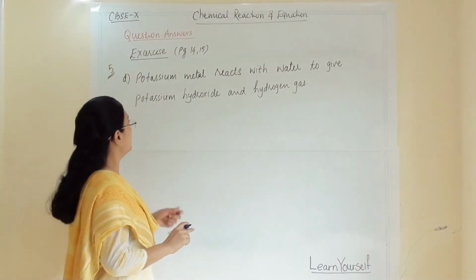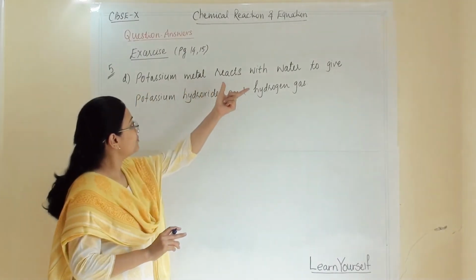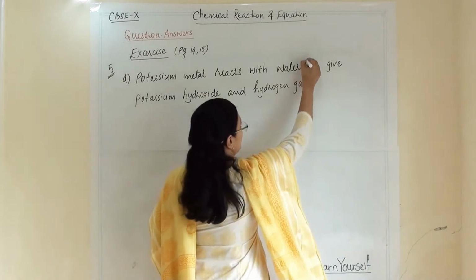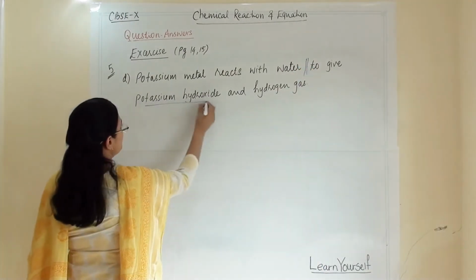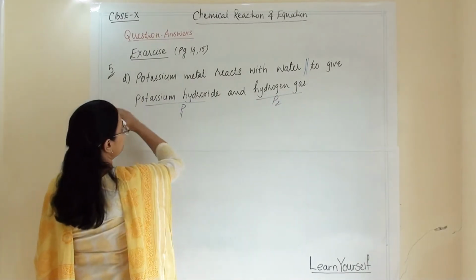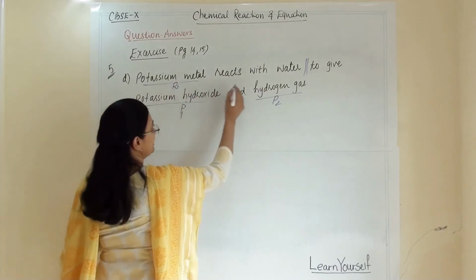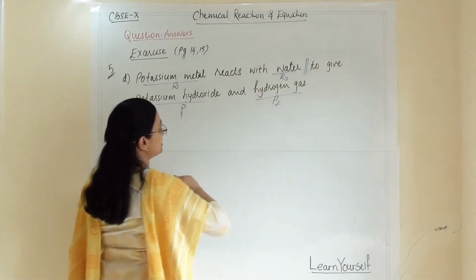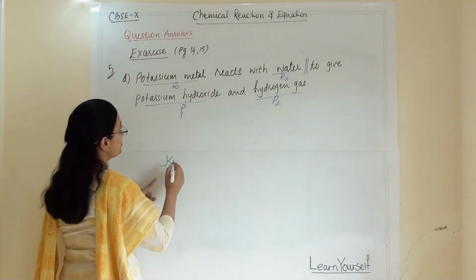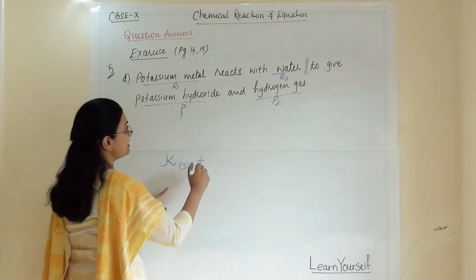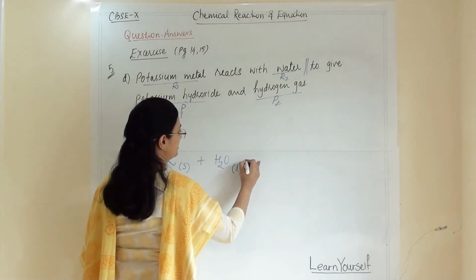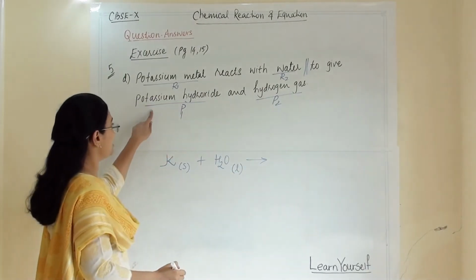Next equation. Potassium metal reacts with water to give potassium hydroxide and hydrogen gas. After "to give", these two will be our products. So this is product 1, this is product 2, and before that this will be our reactant 1 and this will be our reactant 2. So potassium metal, that means K, solid, then water, H2O, it's liquid, will give us potassium hydroxide.